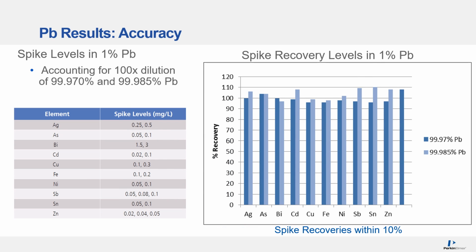Now let's look at the same for lead. In this case, spikes were added to simulate 99.97% or 99.985% lead. In the table on the left-hand side, you can see that this meant that, depending on the element, we had spikes of between 20 and 500 ppb. The graph on the right-hand side shows that all spike recoveries in these cases are between plus or minus 10%.